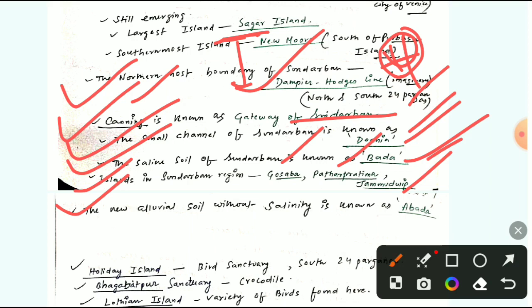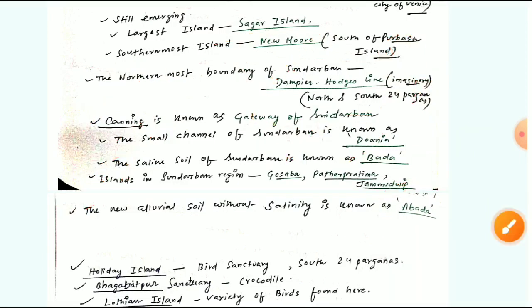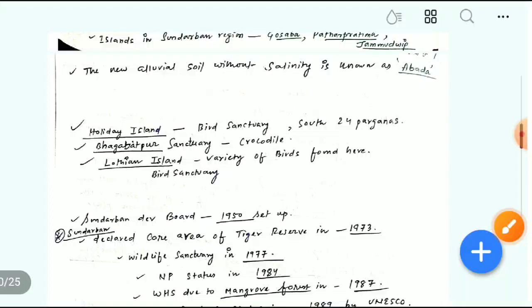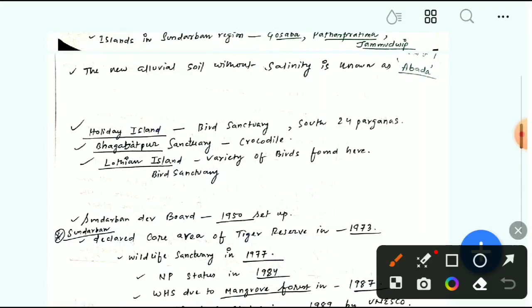Next, the new alluvial soil without salinity is known as Abada. So Bada and Abada, this you must know. Bada is saline soil, and new alluvial soil is Abada. This is mainly in Sundarban only. So these two names you must know, Bada and Abada. Next is alluvial soil, since it is A, here also is Abada, so you can remember it like that. Holiday Island, it is in Sundarban, it is a bird sanctuary.